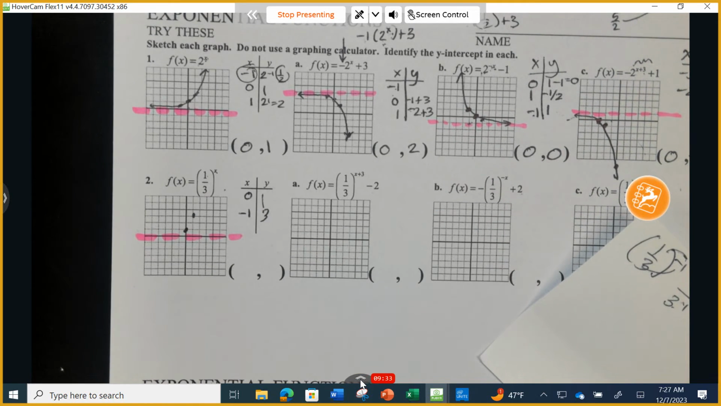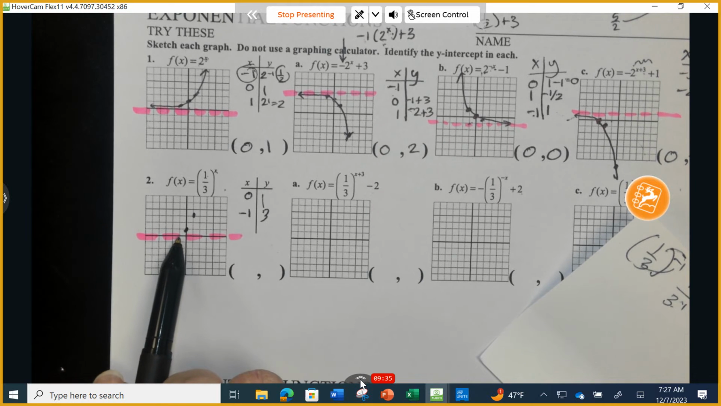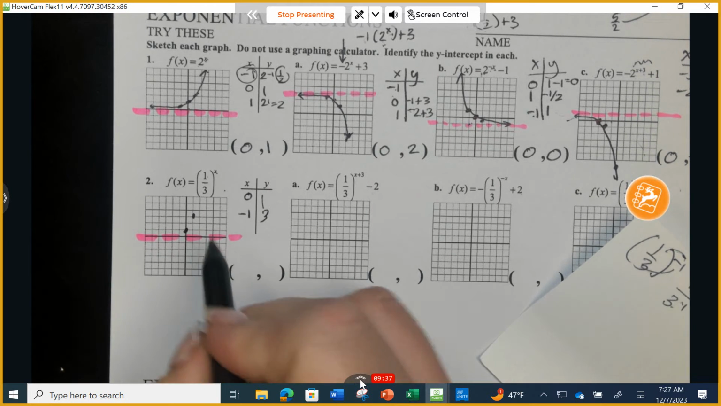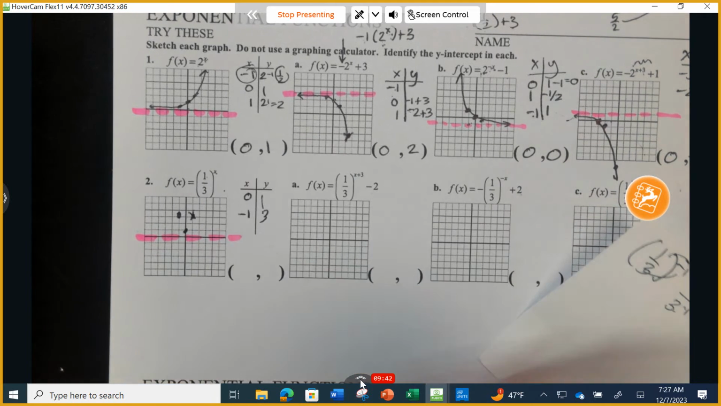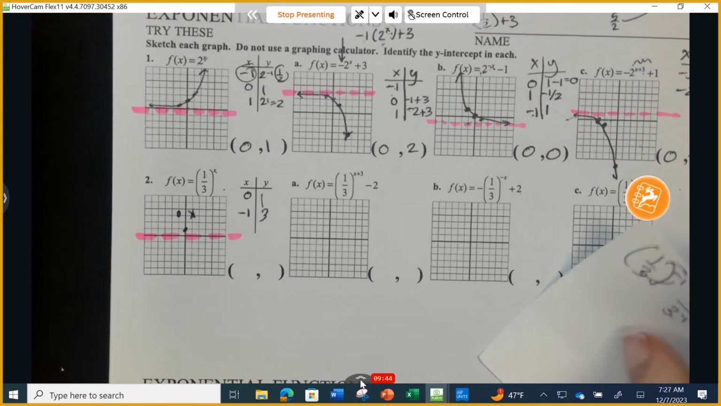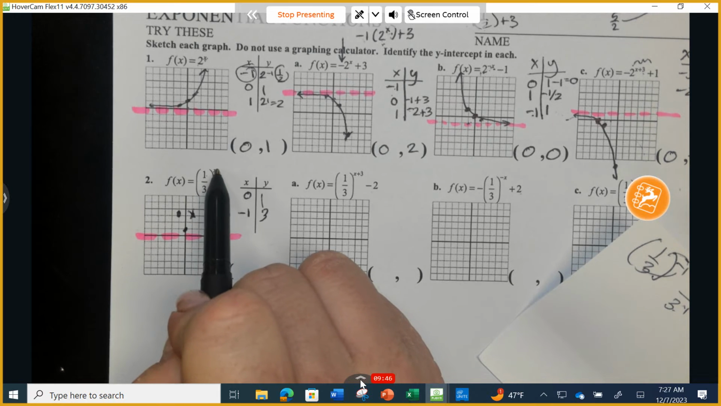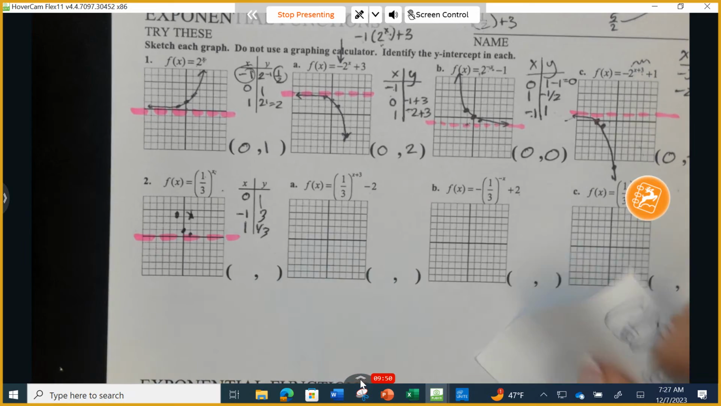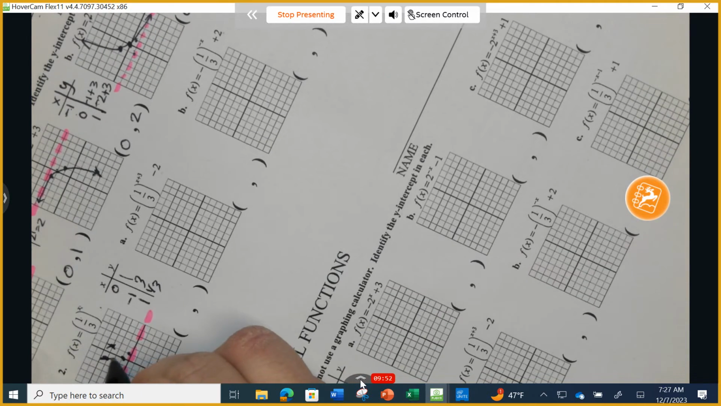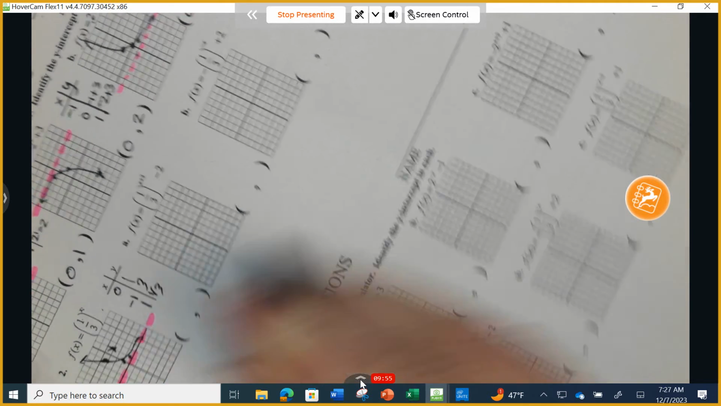Now I need to have 3 distinct points. I'm going to choose to do a -1, and 3 is right here. So I'm going to choose to do now probably a +1. Well, if I raise it to the +1 power, it's still going to be 1 over 3. I now have 3 distinct points. That's enough for me to see the basic shape of this exponential function.